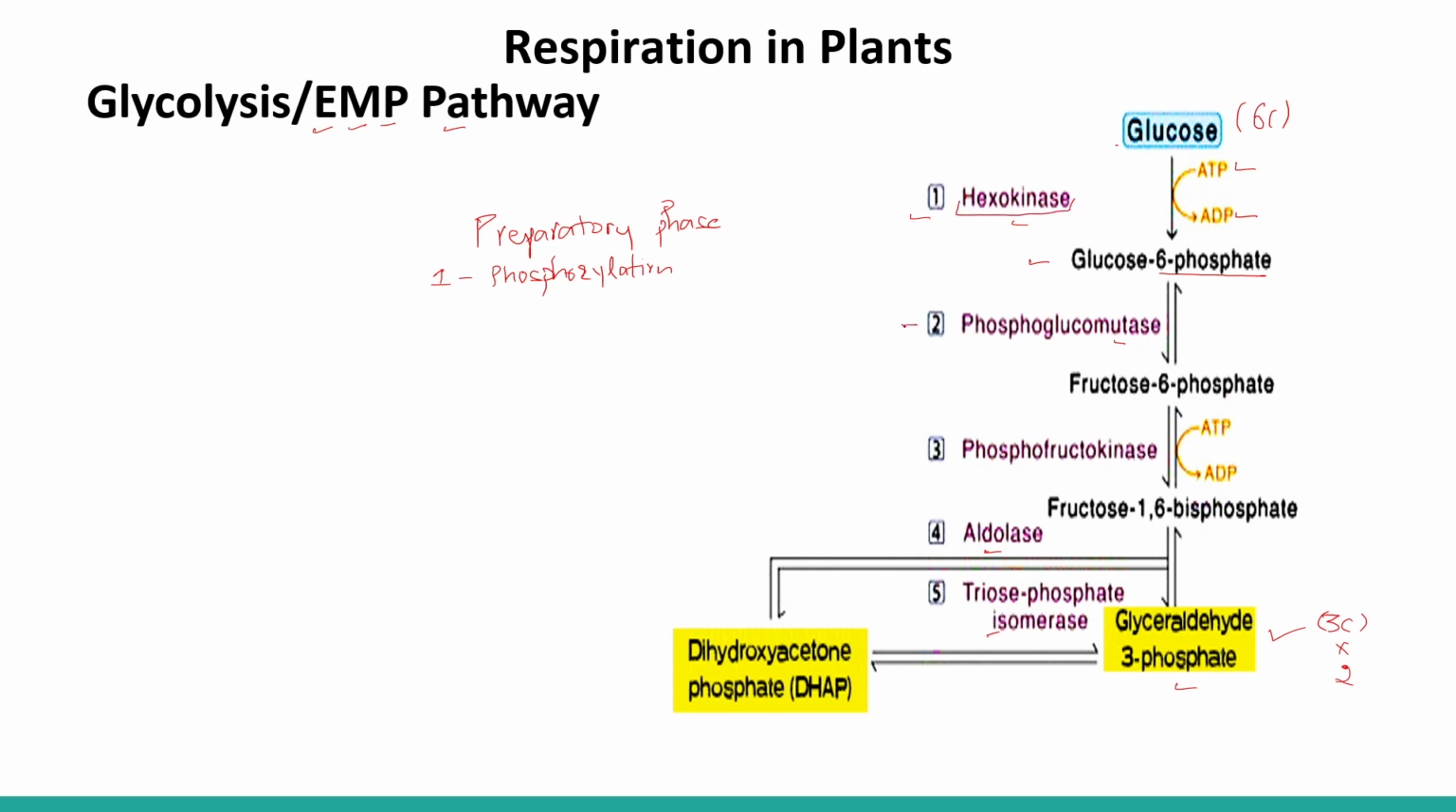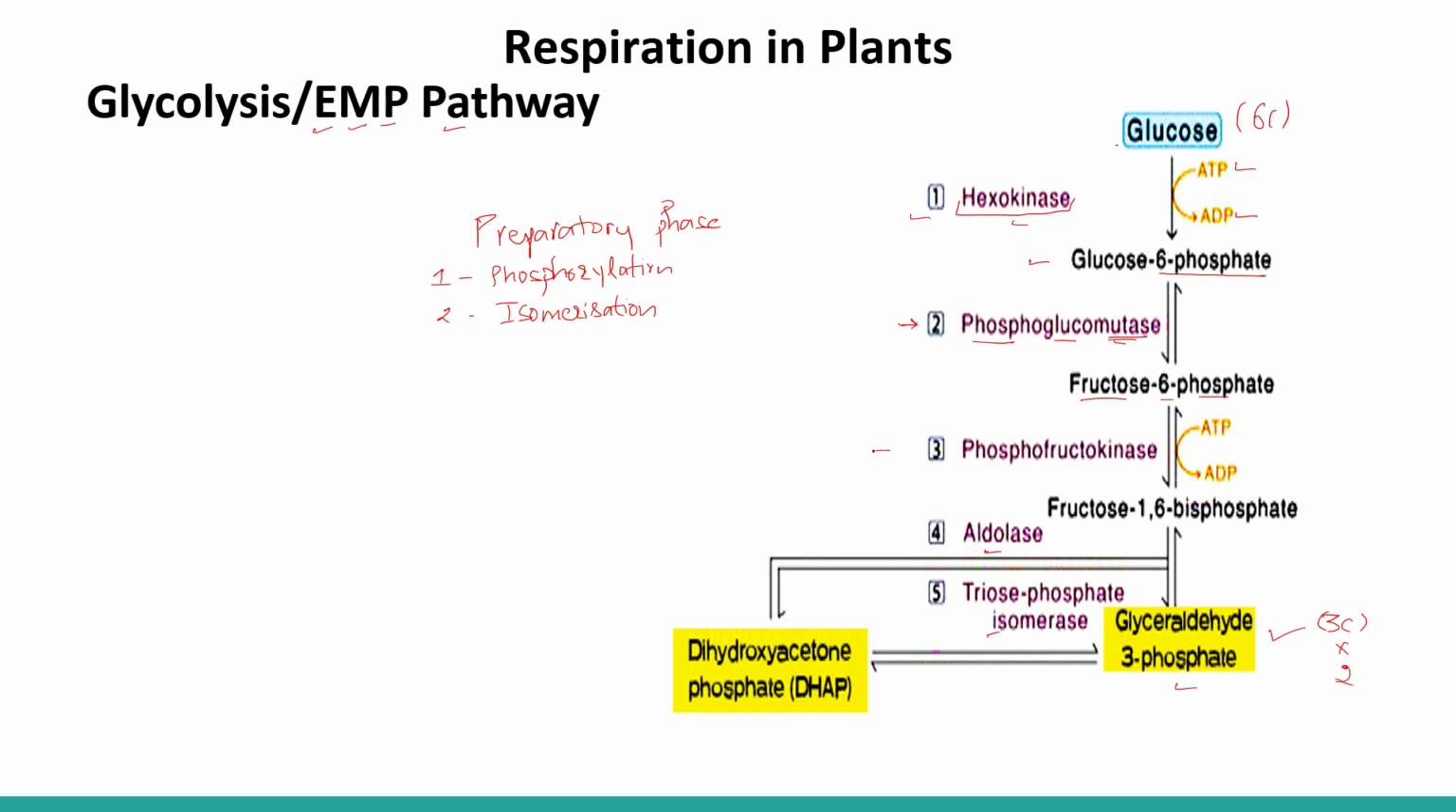Now the next step is step 2. Glucose 6-phosphate is isomerized into fructose 6-phosphate. The second step is isomerization, which is catalyzed by phosphoglucomutase, or you can also say phosphoglucoisomerase. What is the role of mutase? It does the molecular rearrangement, especially of the phosphate group, which is attached to the hydroxyl group. So this is the isomerization step.